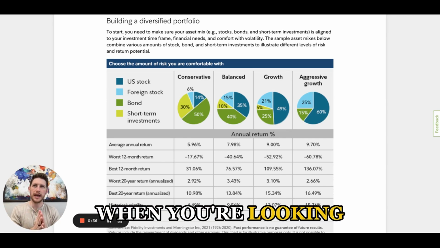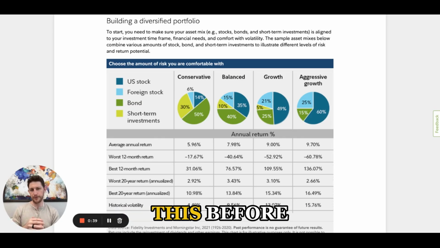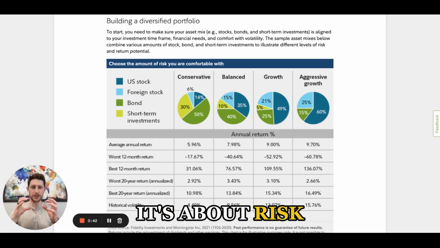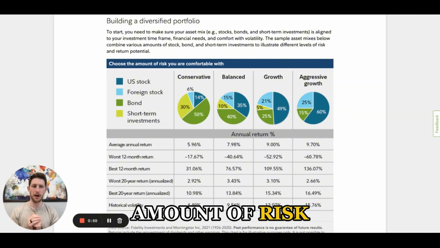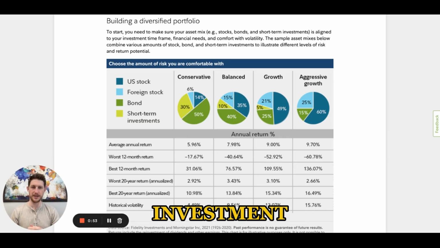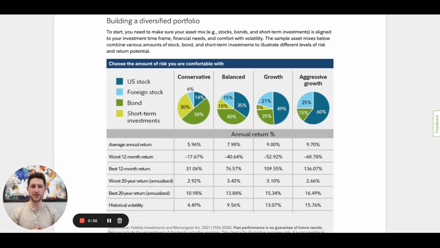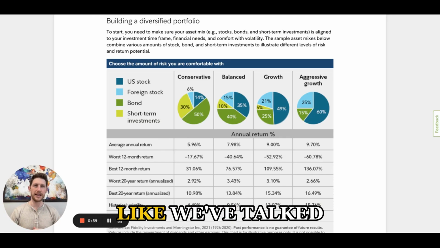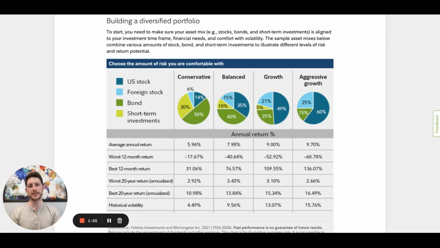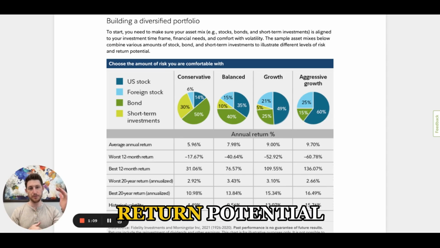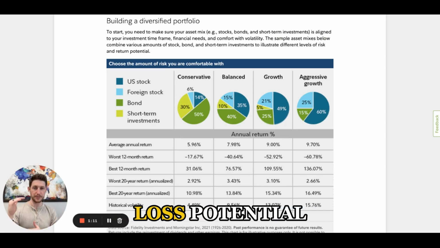When you're looking at investing, we've talked about this before, it's about a risk-return ratio, and you want the highest amount of return for the least amount of risk possible. The ideal investment is one that has the highest return potential and the lowest risk. Generally speaking, as you increase the risk, you increase the return potential, but increase the loss potential as well.